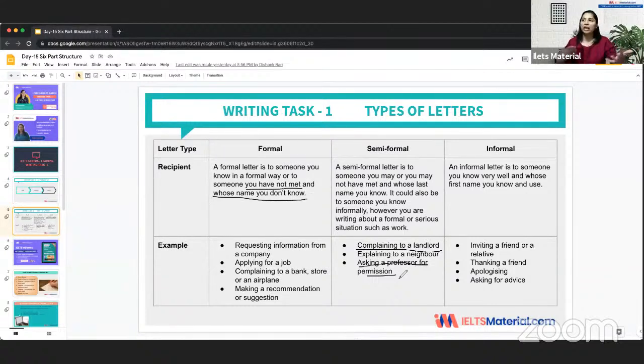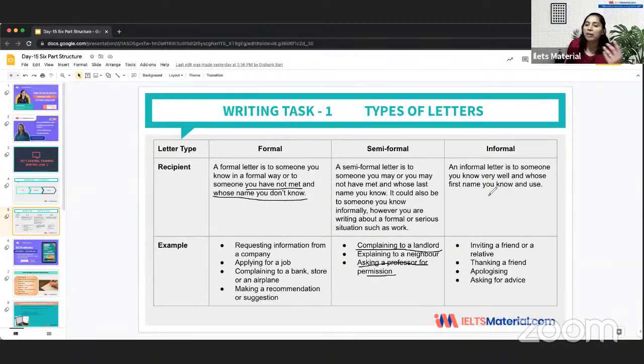Here you can use the salutation part as "Dear Mr. Thomas," "Dear Mr. John," or "Dear Mrs. Kapoor." You can use it this way because you know the name of the person, but you do not know the person personally. This is the difference between a formal and a semi-formal letter.